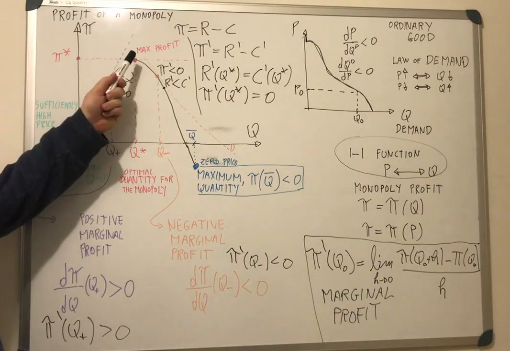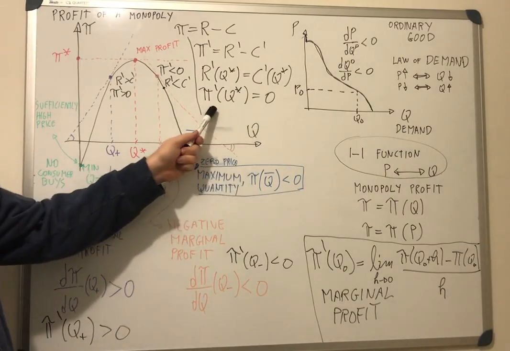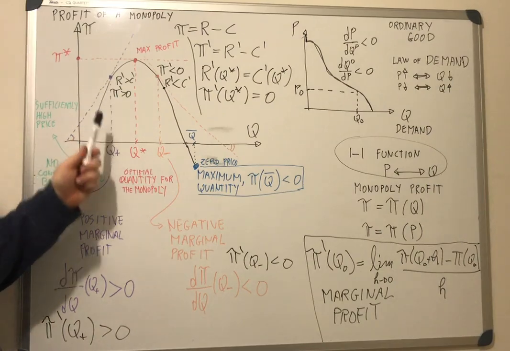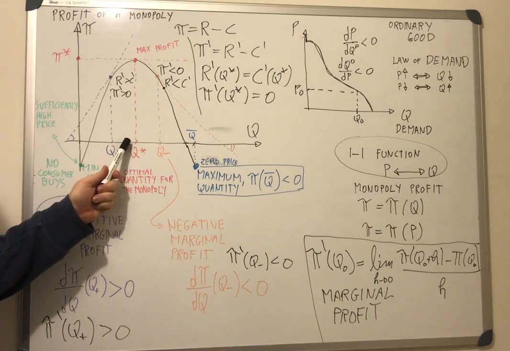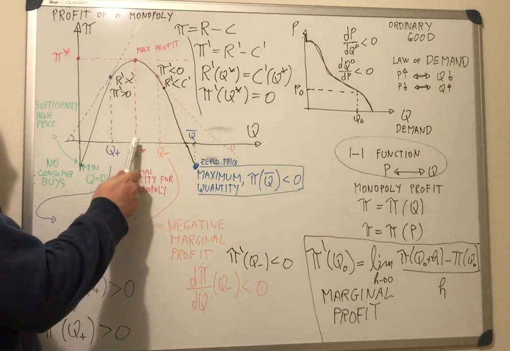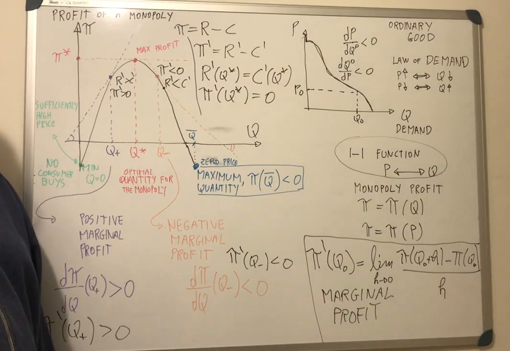So if you're maximizing your profit, your marginal profit is 0. If your marginal profit is positive, you should produce more quantity. And if your marginal profit is negative, you should produce less quantity. Okay? See you next time.